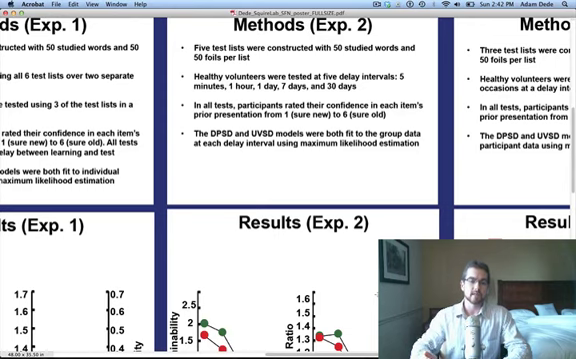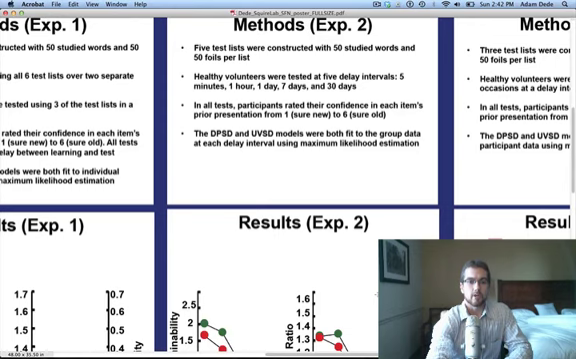Again, there's going to be 50 study words and then 50 foils or 50 new items on the test list. And our participants here were healthy volunteers who were tested at 5 different delay intervals: 5 minutes, 1 hour, 1 day, 7 days, and 30 days. The purpose behind these variable delay intervals was to try and weaken memory across these longer delays, so we could look at how memory functions in these normal participants when their memory gets weaker.